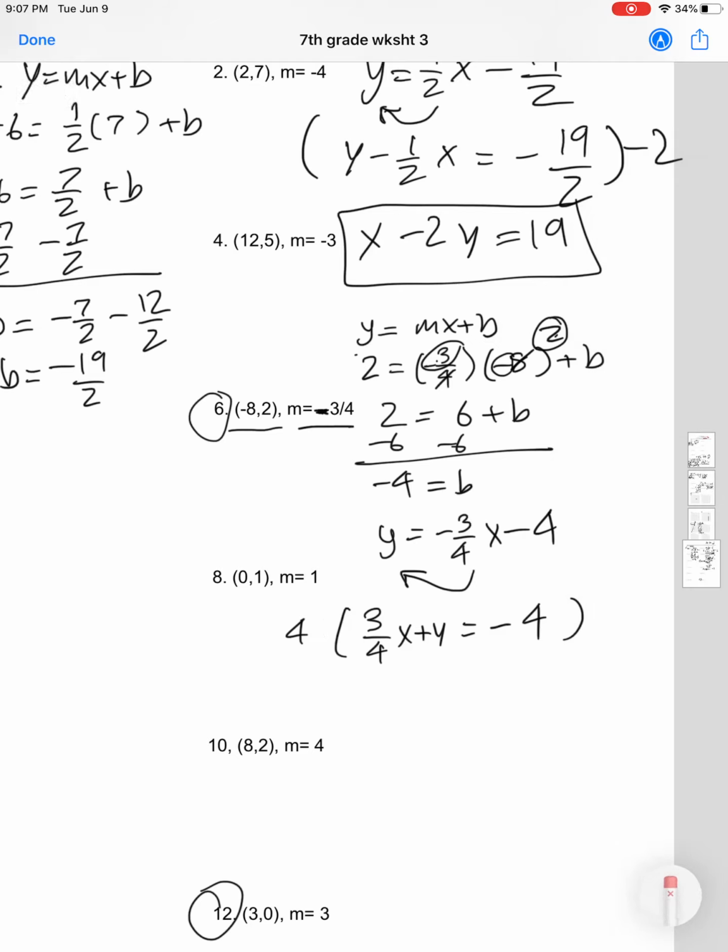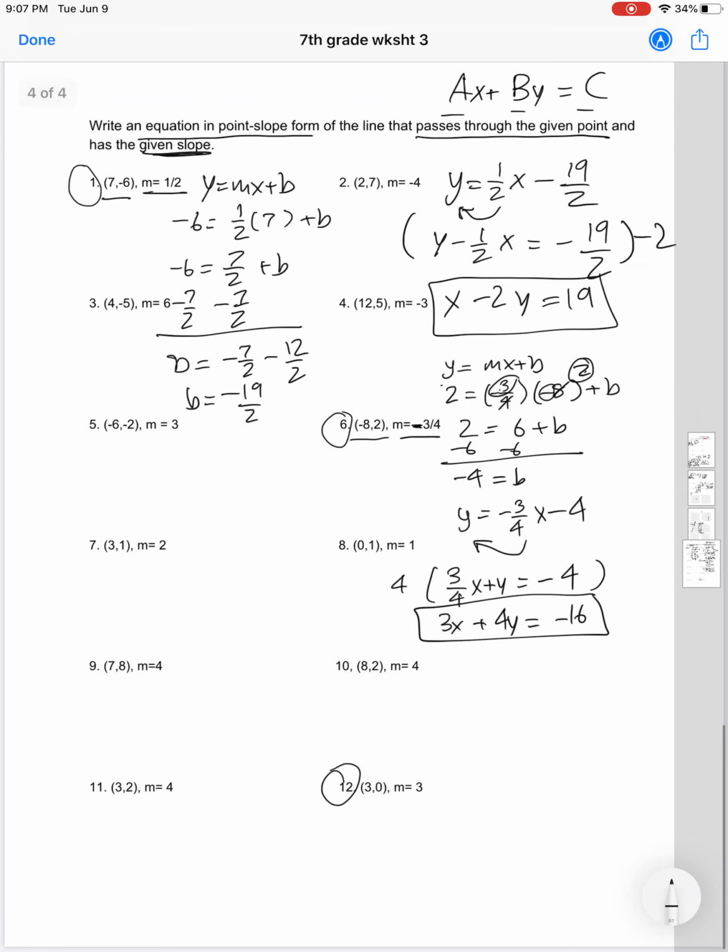3/4 x times 4 is 3x. 4 times y is 4y. Negative 4 times 4 is negative 16. 3x plus 4y is equal to negative 16. That's your answer for that problem. Moving on. Number 12.